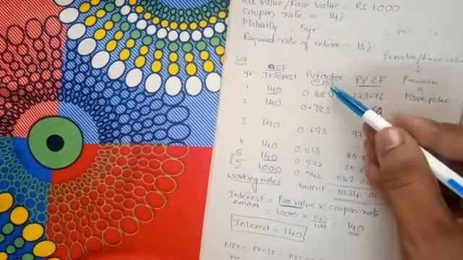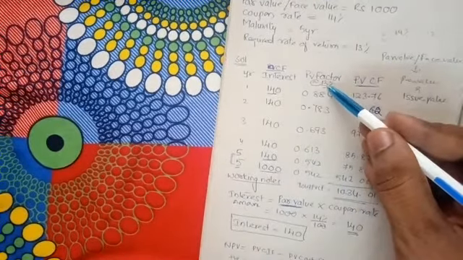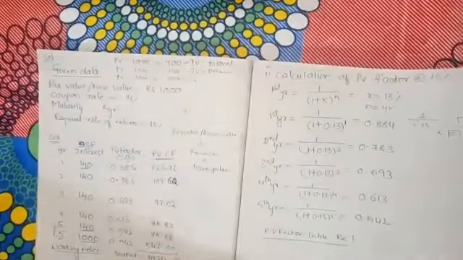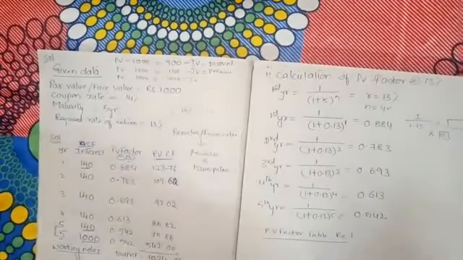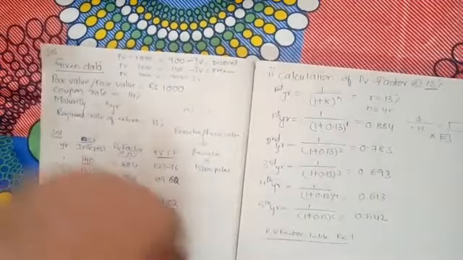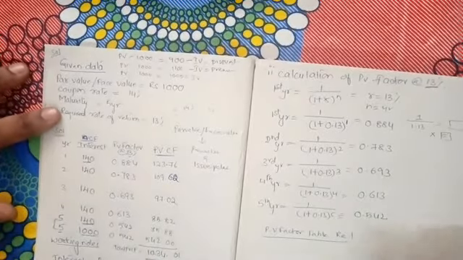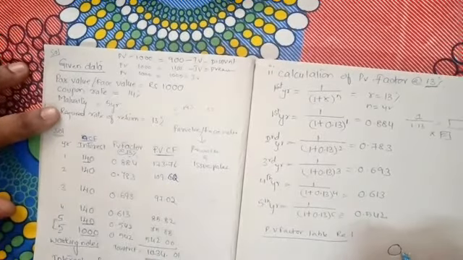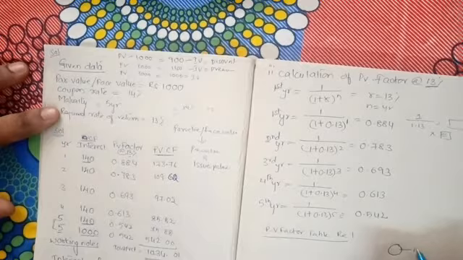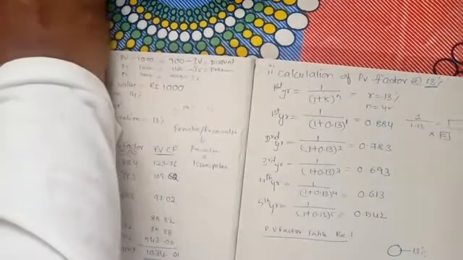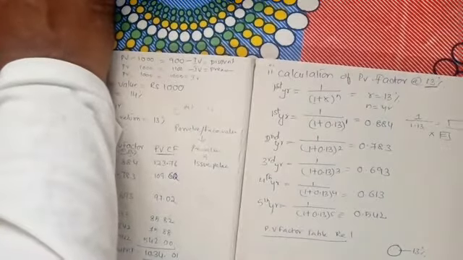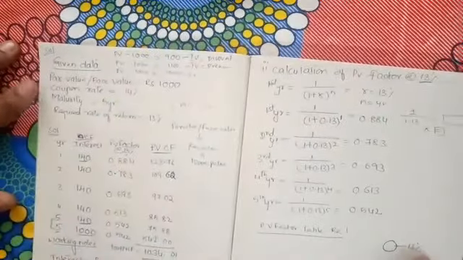PV factor will be calculated on the required rate of return. What is the required rate of return here? It is 13%. What do you mean by that? It means whatever amount I am investing, I want to get a minimum of 13% on my investment here.